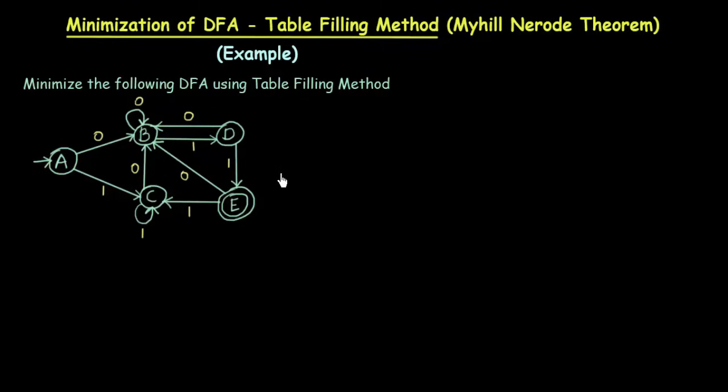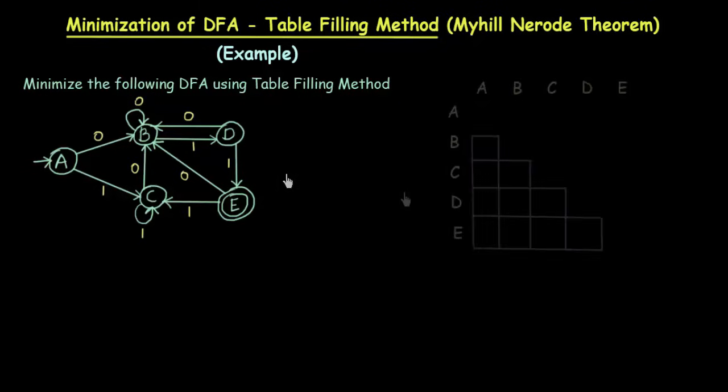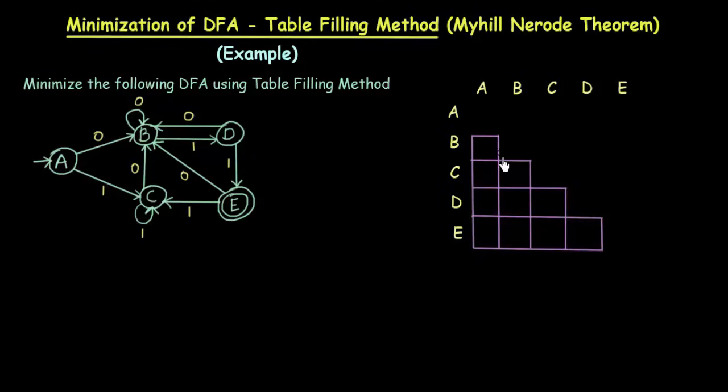So the first step is to draw the table for each pair of states in this DFA. So let's draw the table for that. Here I have drawn the table for this DFA, and if you don't know why this table looks like this, watch the previous video to know why we have drawn the table in this manner. Okay, so now we have to check for the pairs of states in which one of the states is a final state and the other is not a final state, and we have to mark those pairs.